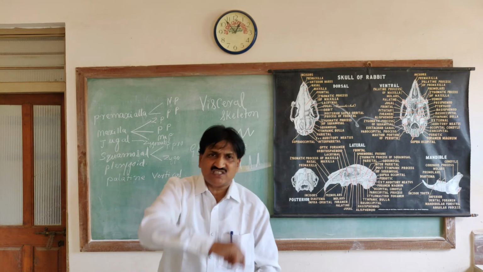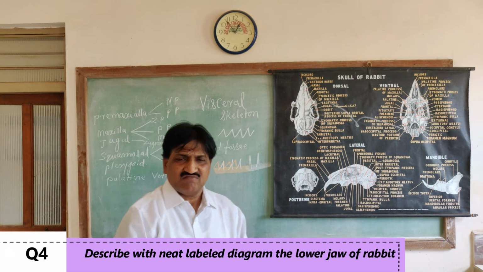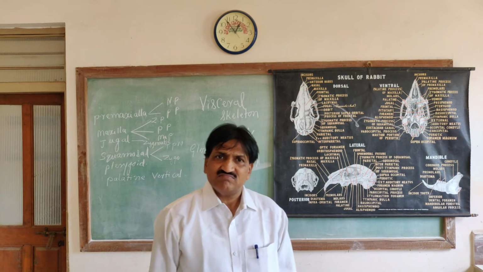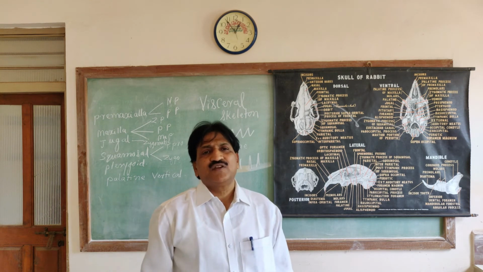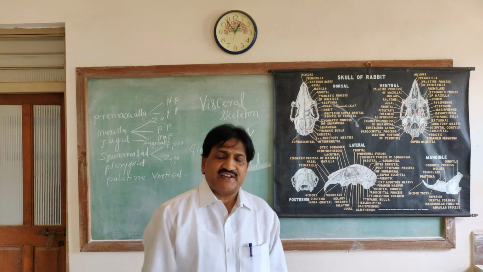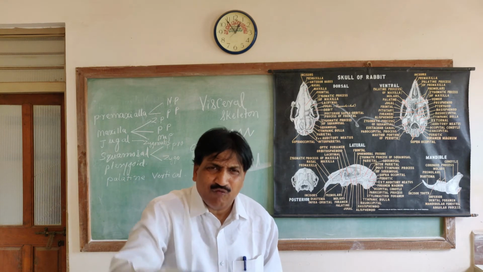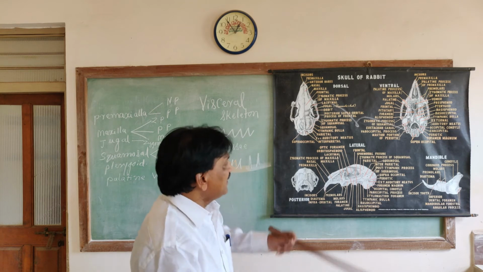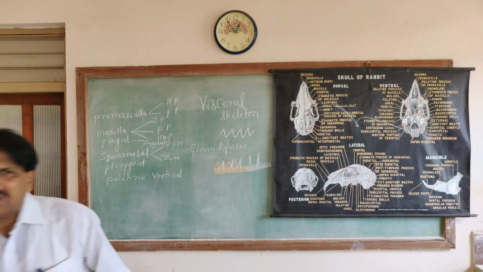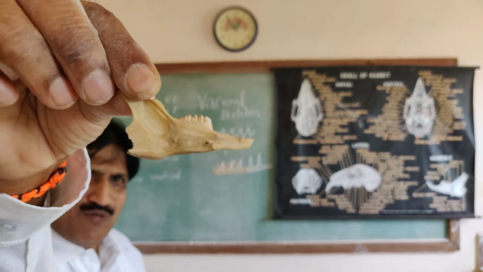In the exam they will ask: with a neat labelled diagram, explain the lower jaw of the rabbit. Point number 1: it is a vertical flattened bone. It is made up of 2 parts, united at the anterior side and diverged on the posterior side. In mammals, the lower jaw is made up of only one bone, called the dentary. Only one bone. That's all.